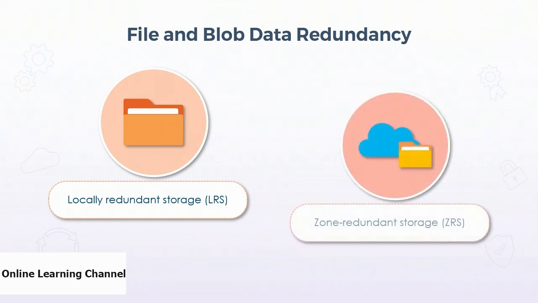We also have zone redundant storage. This will copy data synchronously across 3 Azure availability zones in the primary region. This is recommended for applications demanding high availability, because if one availability zone goes down, you still have other availability zones where your application can be deployed or is deployed.